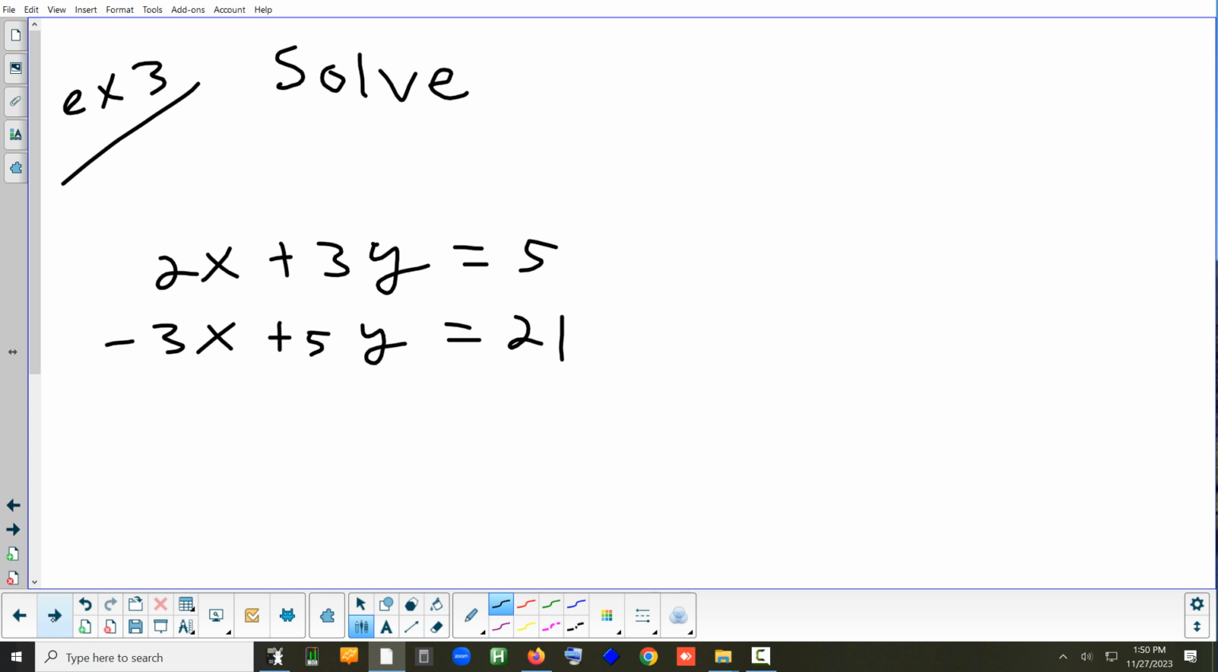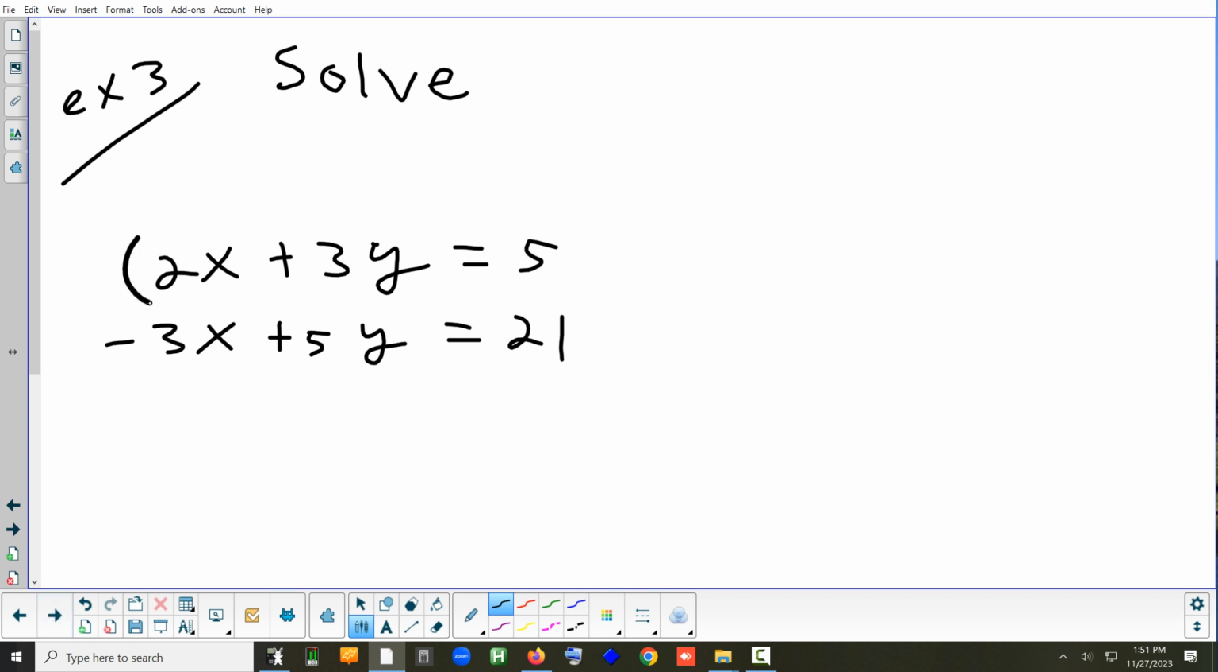So first we have to decide what variable do we want to make cancel out, the x or the y. The y. The y? Okay, so we're going to make the y's opposites. Does anyone have an idea what number we're going to have in front of each of these y's? One of them will be the negative of this number, the other one will be the positive of it. Yeah? 15, that's the goal. We want to make the y's have a 15 and a negative 15.